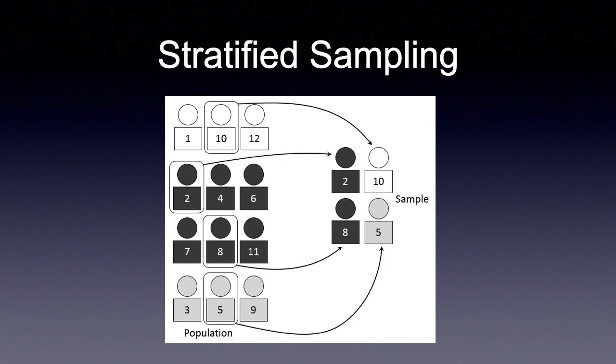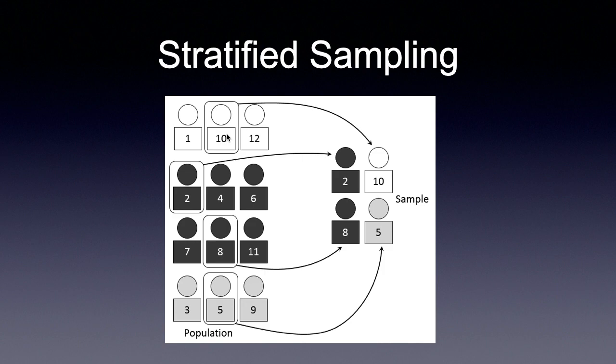Stratified sampling is one of our last ones here, and again, the idea is that the population can be broken apart into what we call homogeneous strata. So each one of the strata are similar. Notice that on the left here, in our population, we have white, we have black, and we have gray. Within this strata everybody's similar, and in this strata everybody is similar, and in this strata everybody's similar.